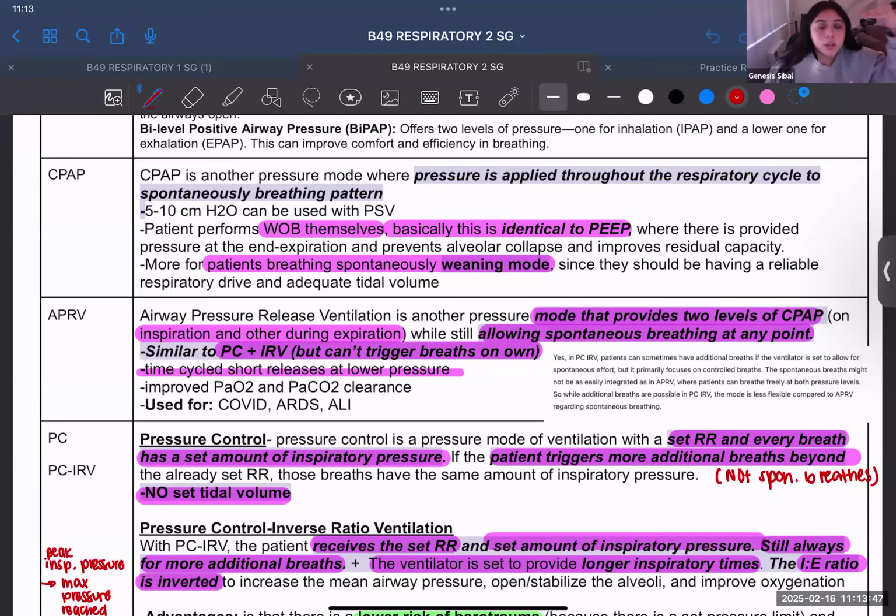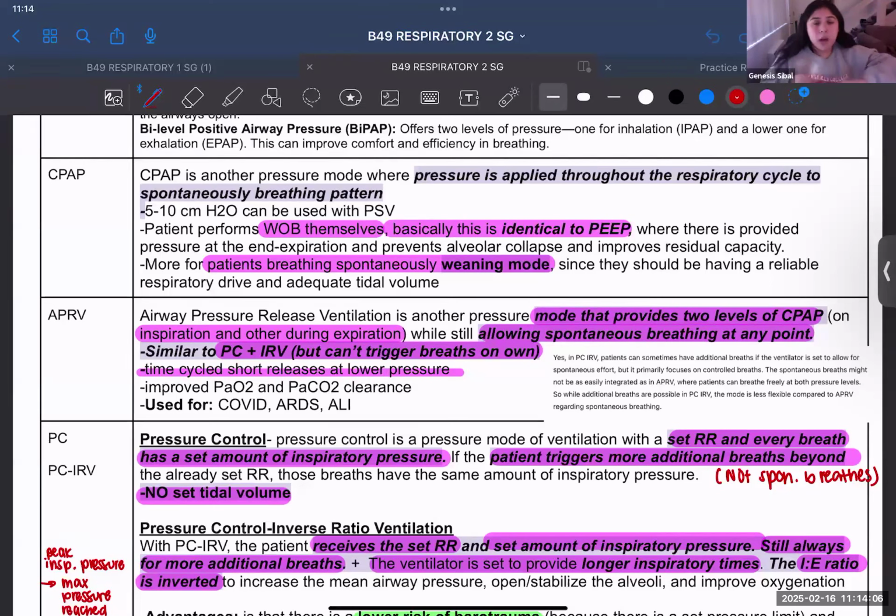I would think about vents like they're on different levels. Pressure control, we're controlling the amount of pressure. They have a set respiration rate. We don't give a tidal volume because it's not in the term. But they can't really breathe on their own because they're literally on a vent. Whereas with airway pressure release, it says release in there. The patient can still kind of breathe on their own.